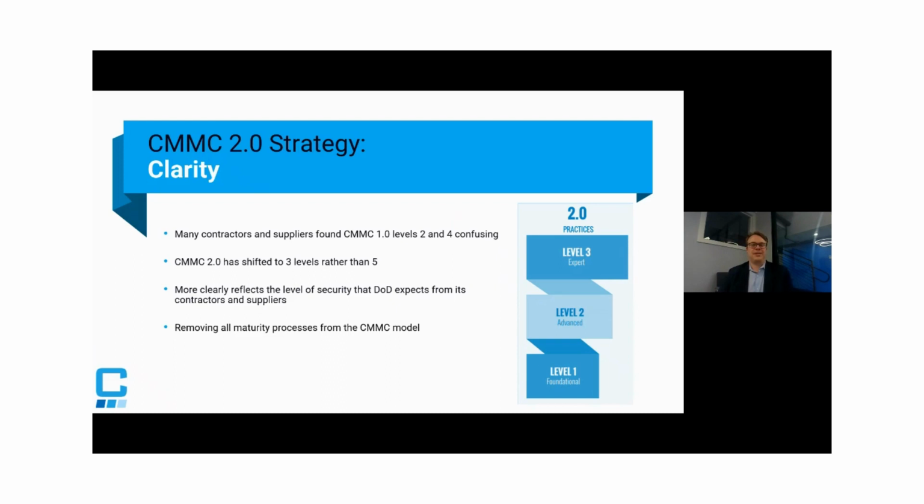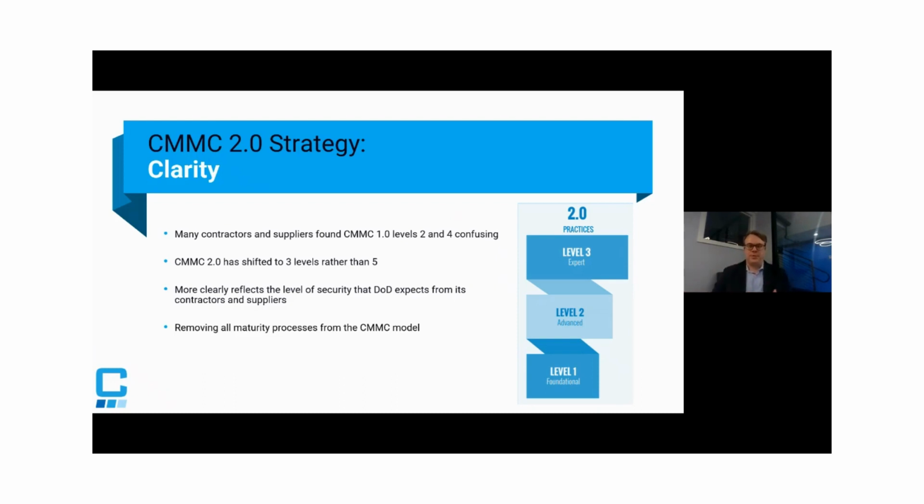So CMMC 2.0 is basically shifting to 3 levels rather than 5. The 3 actual levels they want: level 1, level 3, and level 5, in what the first iteration of CMMC was. Now it's just level 1, 2, and 3. Just to get a little confusing, they left that confusion in there. So old CMMC level 3 is now really CMMC level 2 on 2.0. So that's the last level of confusion that they left behind for everybody. But really what they're trying to do is 1, 2, and 3.